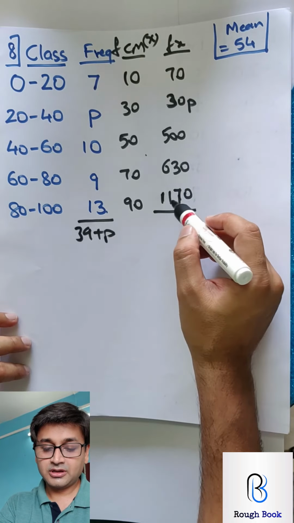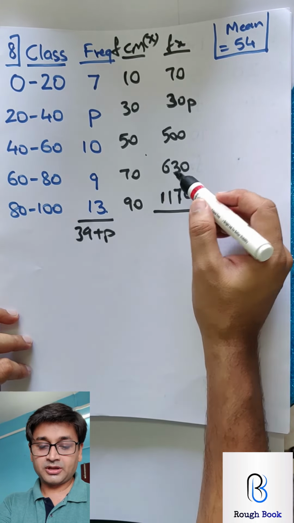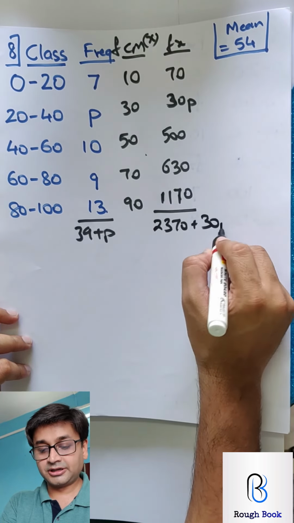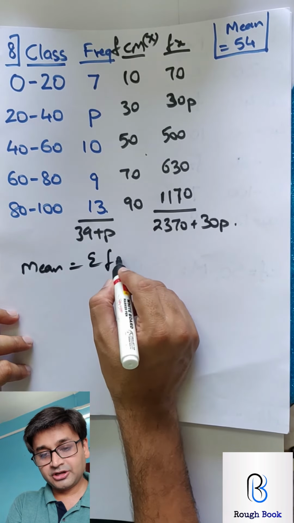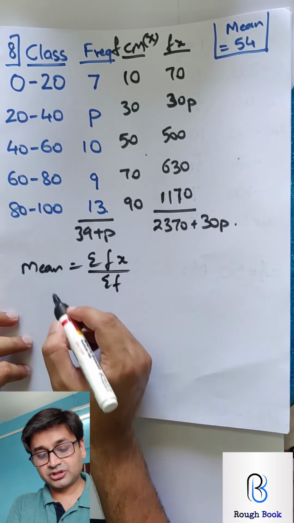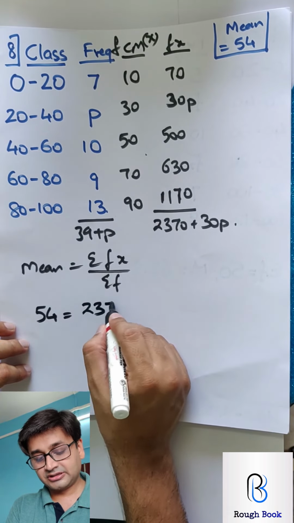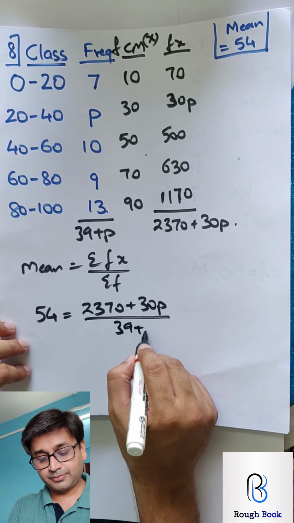Over here what happens? So 70, 1200, 1800. Correct? 70 plus 1200 plus 1800 plus 500 is 2370, so 2370 plus 30p. Now my mean is summation fx upon summation f. Mean is given to me as 54. So fx is 2370 plus 30p upon 39 plus p.